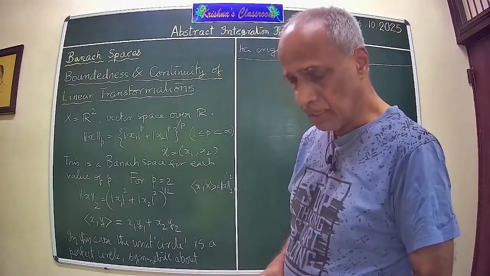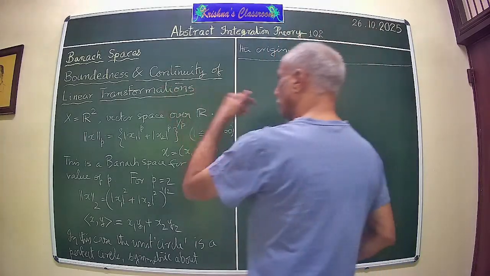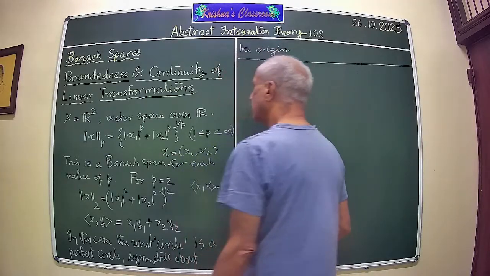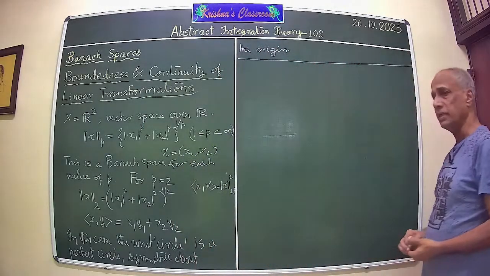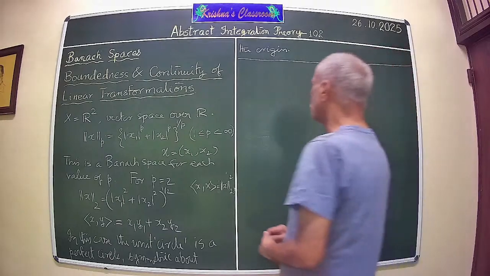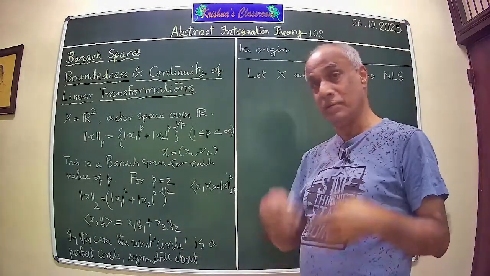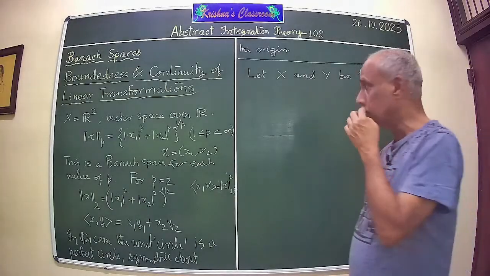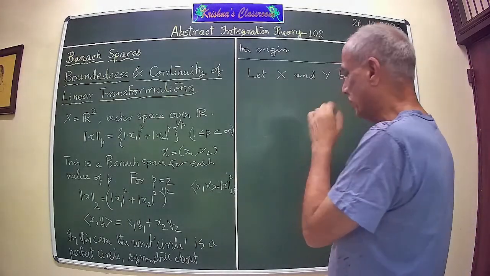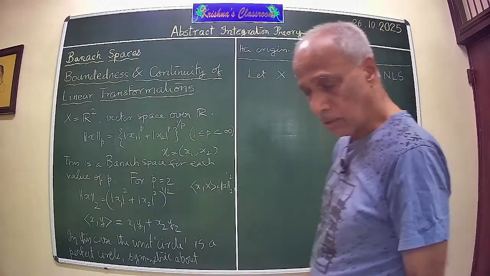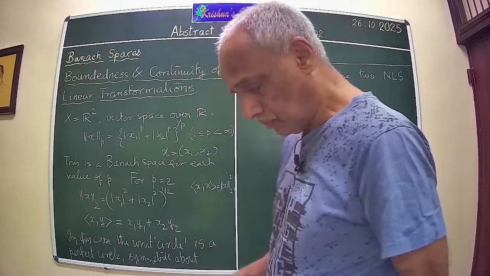Now we come to the theme of today's lecture. This is about boundedness and continuity of linear transformations. So let X be given, and a norm can be attributed in very many ways, but that's already fixed. So it is well fixed in the beginning itself. Now we define the following.